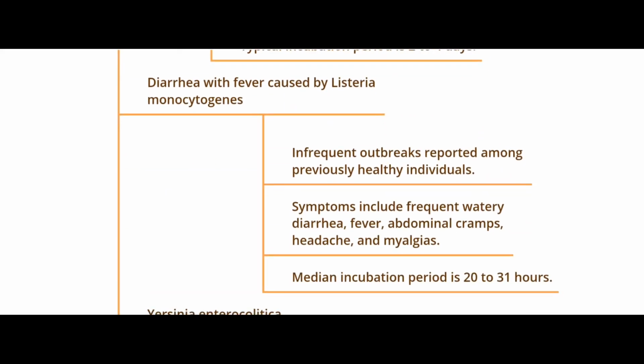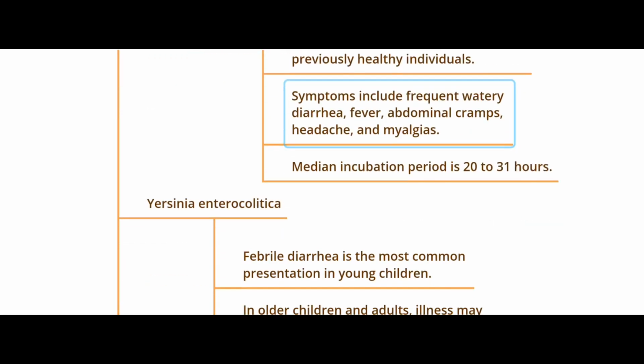We have Listeria diarrhea. It is infrequent and it is reported among previously healthy individuals. It includes frequent watery diarrhea, fever, abdominal cramps, headache, and myalgia. The profuse watery diarrhea caused by Listeria can get mixed up with cholera, but the fever can easily exclude cholera.